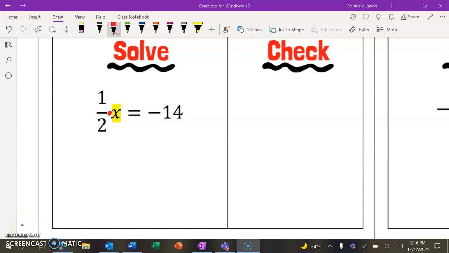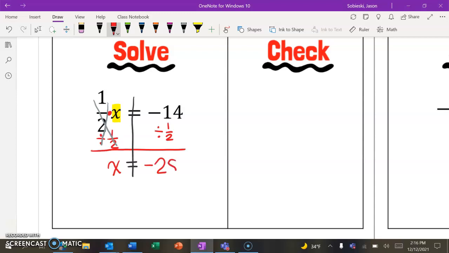So all we need to do to get rid of that is do the opposite, or the inverse. So we're going to divide by 1/2. But again, if we do that on this side, we need to also do it on this side. So we're going to divide both sides of the equation by 1/2. If we do that, the 1/2 and the divided by 1/2 will cancel out and leave us x equals -14 divided by 1/2, which should give us -28. You can verify that on your calculators.